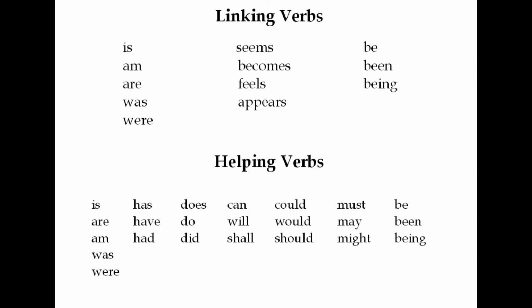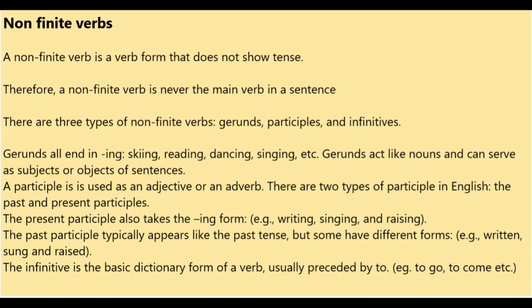Now we come to the second group, that is the non-finite verb. It is a verb form that does not show any tense. Therefore, a non-finite verb is never the main verb in a sentence. They are gerunds, participles, and infinitives. They don't do the function of a verb. Gerunds all end in ing: skiing, reading, dancing, singing. Gerunds act like nouns and can serve as subject or object of the sentence. Sometimes reading a book is good, or dancing is a good pastime, whatever it may be.